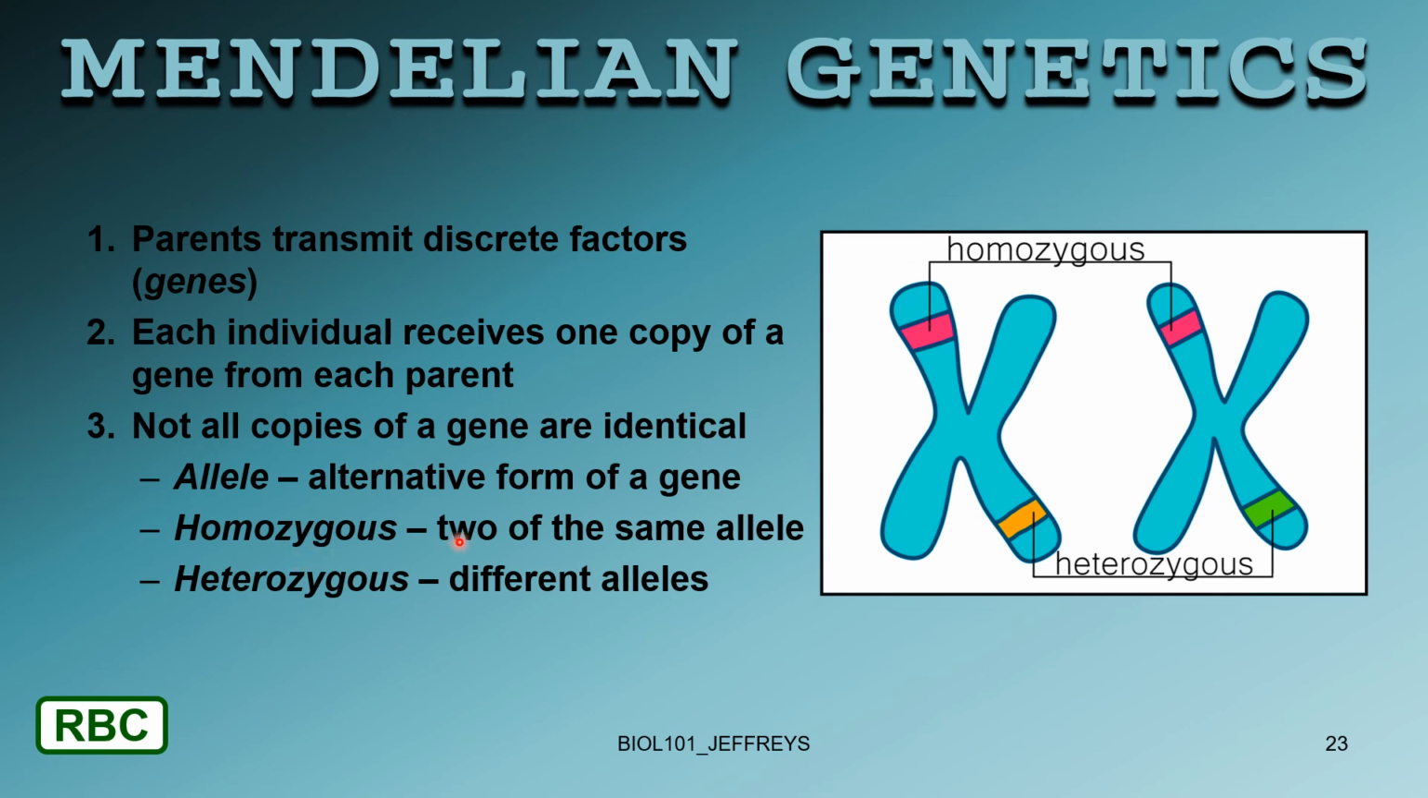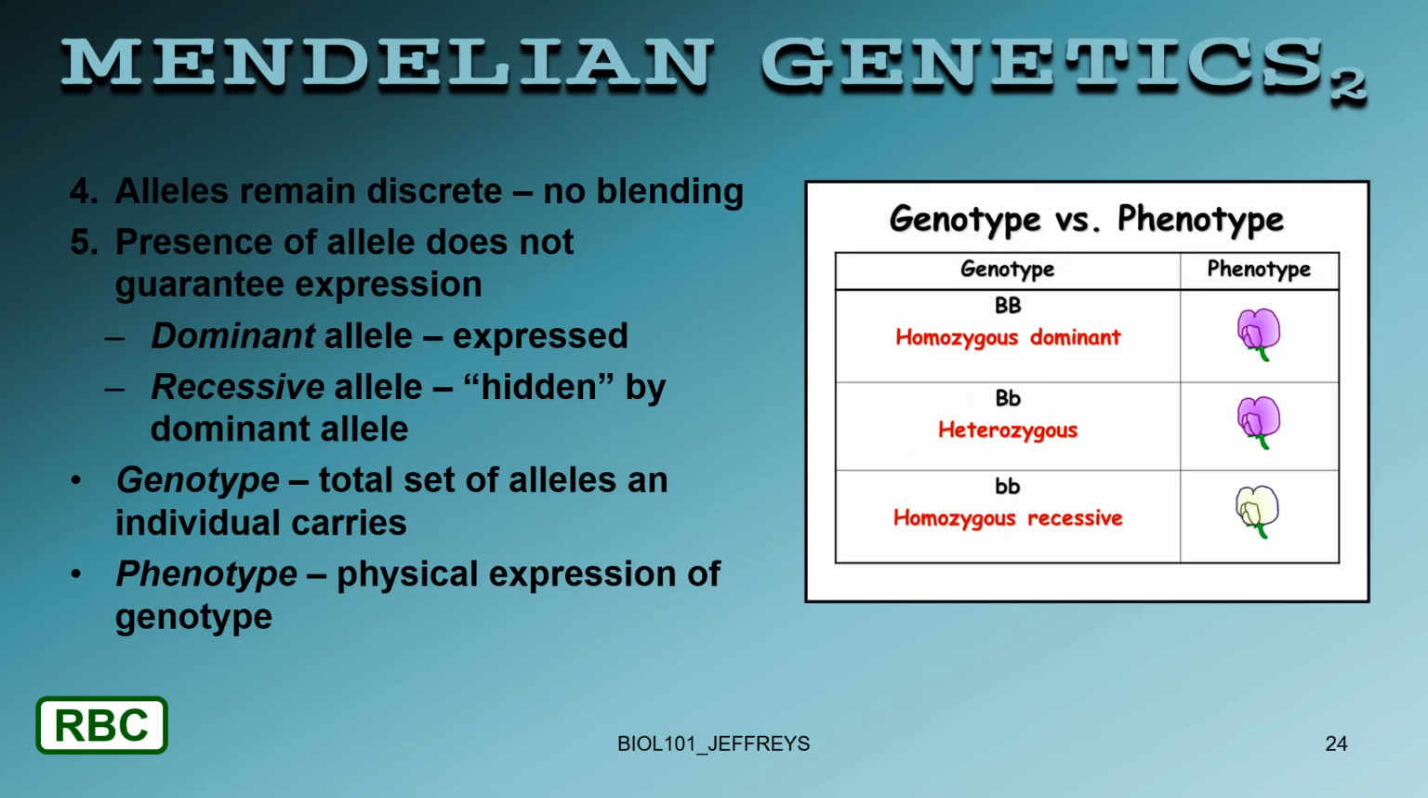So homozygous is 2 of the same allele. That's what you see up here. And heterozygous is 2 different alleles, but for the same trait. Alleles remain discrete. There's no blending in terms of Mendelian genetics. So it's either purple or white; you don't get a light purple. It's either blue or yellow; you don't get a green in there. Blue and yellow make green, but you don't get that in Mendelian genetics.